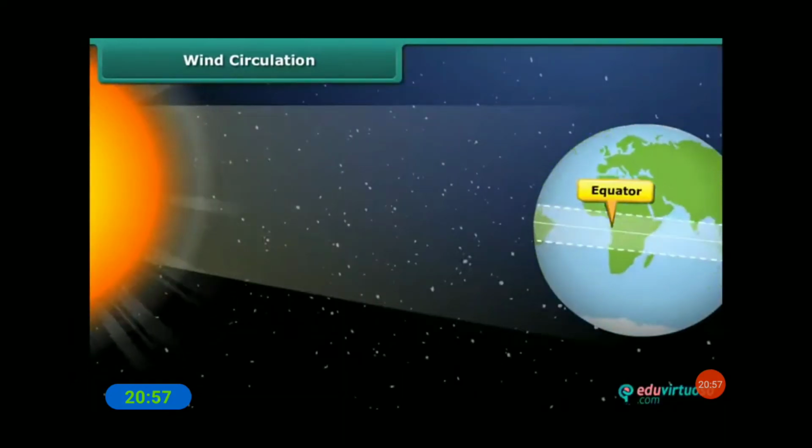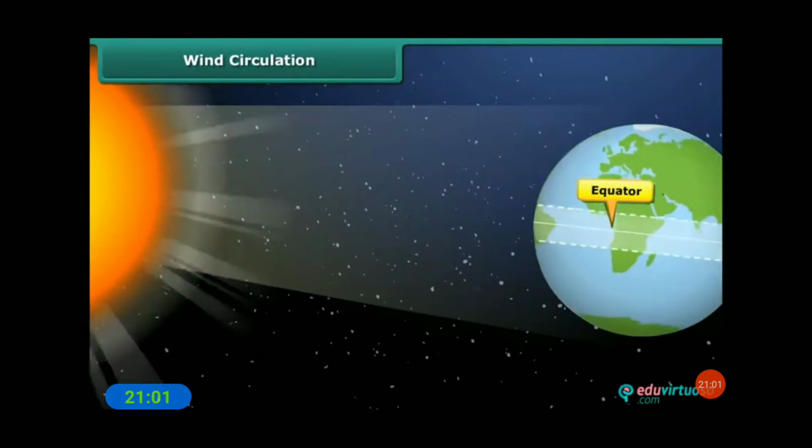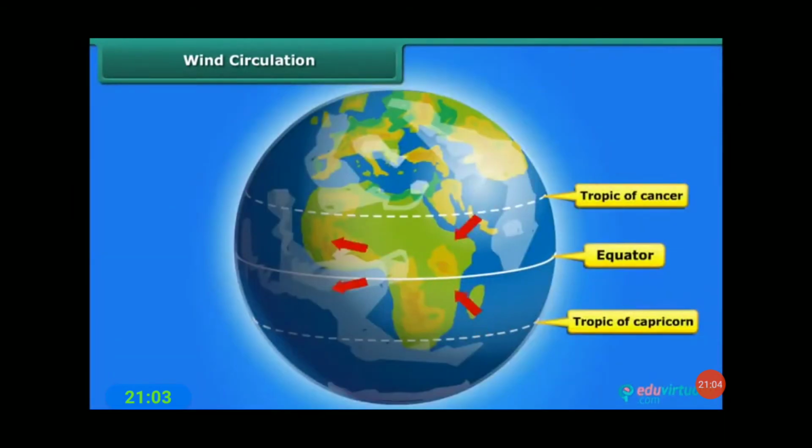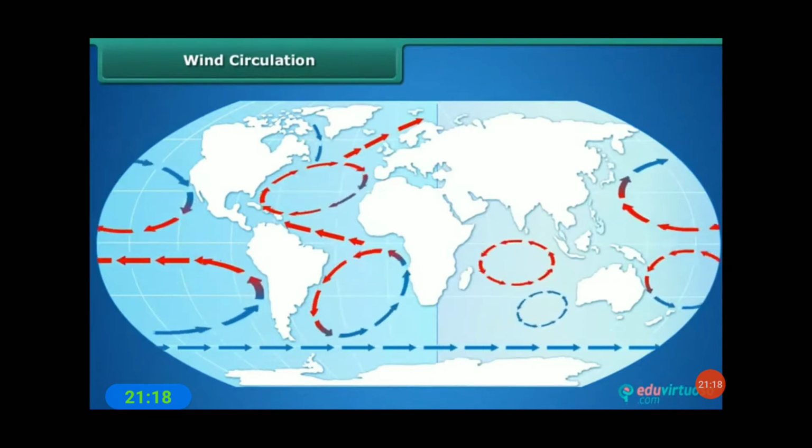The equator is the region which receives maximum heat from the sun compared to the polar regions. The air in these regions gets warm. The warmer air rises up, and the colder air coming from the polar regions moves in to fill the empty space. This is how wind circulation is set up from the poles to the warmer latitudes.